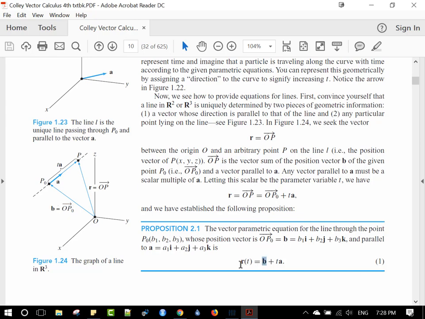So we have r of t, because r depends on t. So r of t equals B, which we call this B, plus tA. So this is the vector parametric equation of the line through the point P0, which we also call B, whose position vector is B, and is parallel to A. All right, so that defines the line.